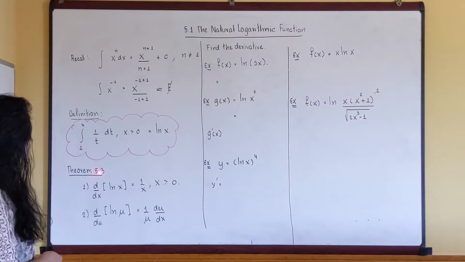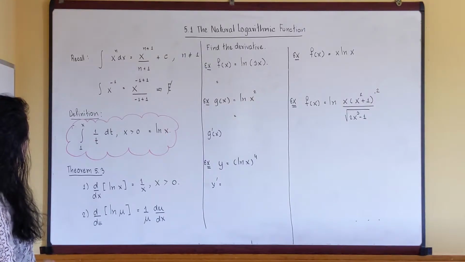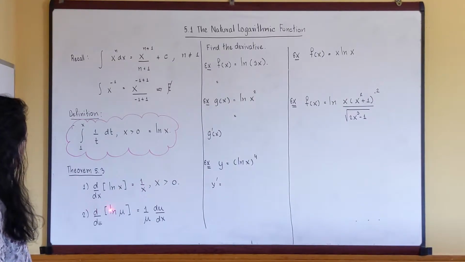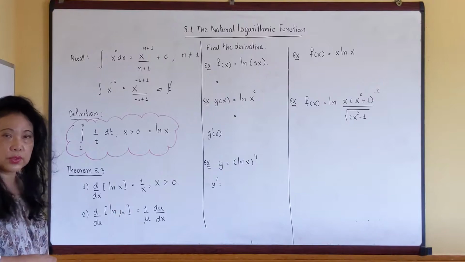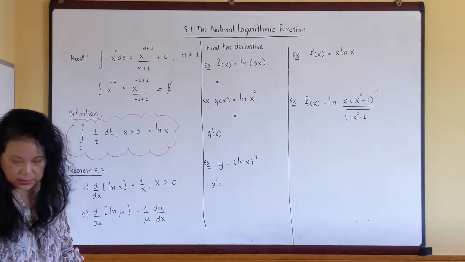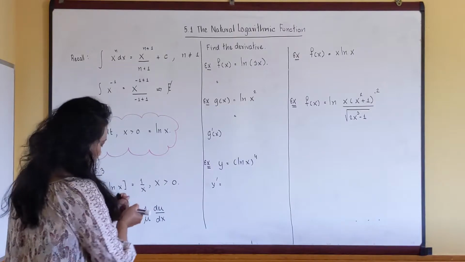Now, theorem 5.3 is just the reverse. If you take the derivative of ln x, it is equal to 1 over x. If you take the derivative of ln u, where u is an expression, you're going to have 1 over u times du/dx.